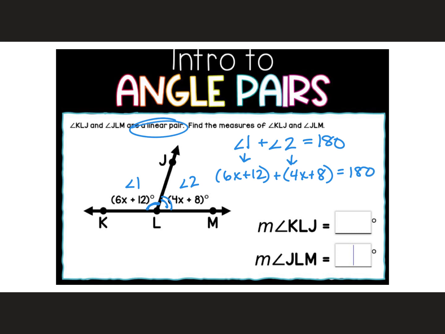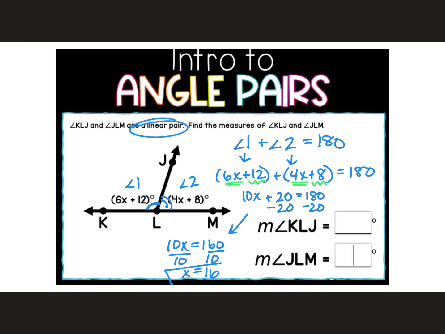So to solve here, all we're going to do is combine like terms. So here's our x's. So now we've got 10x. Then we've got 12 plus 8, which would be 20. So then equals 180. Subtract 20. I'm going to keep writing down here. So then that would be 10x equals 160. Divide by 10. And x is 16. Now they didn't ask for just x, they want the two angles.